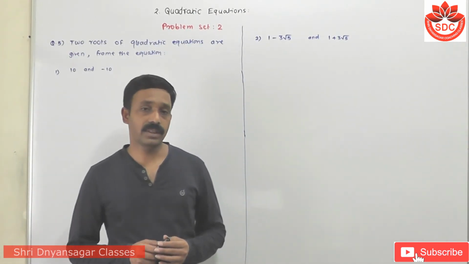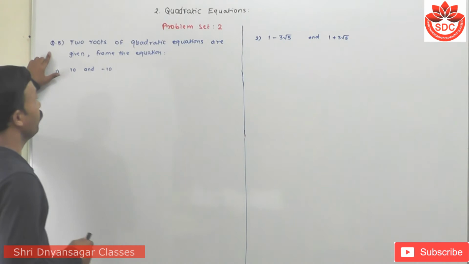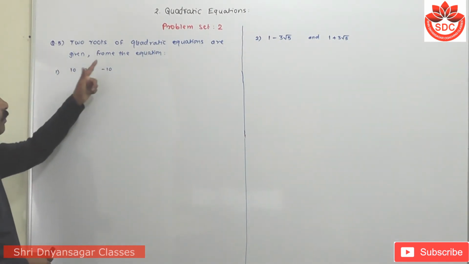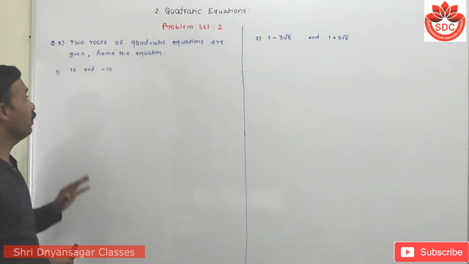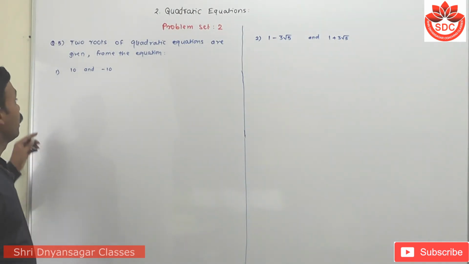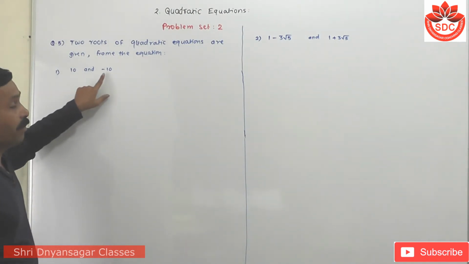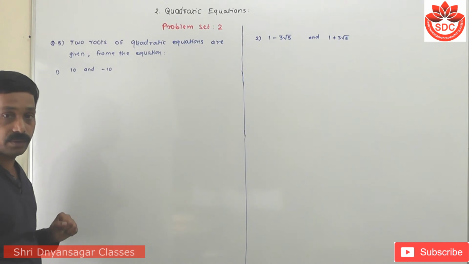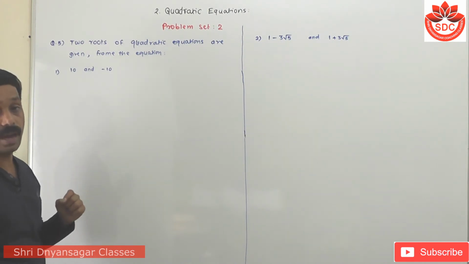Let's see the next question. Question number 5. Two roots of a quadratic equation are given here. Frame the equation. Now we have to frame the equation here. The roots are 10 and -10. The second sub-question is 1 minus 3 root 5 and 1 plus 3 root 5. And the third one you have to solve at home.